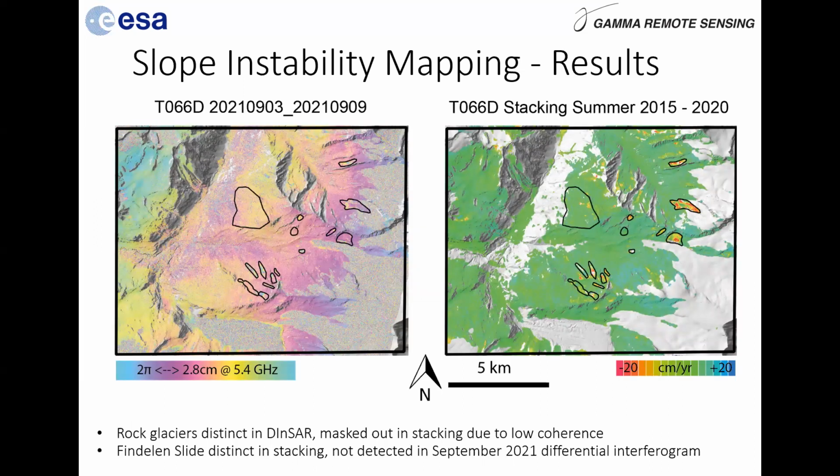A first mapping of features in the Findel Glacier region has been performed, as is shown here. Certain features are clearly visible in differential interferograms and stacking displacement maps, while others cannot be seen in either. The Findel Glacier slide, for example, is visible in stacking, but not in the descending orbit September 2021 differential interferogram shown here. On the other hand, some features in the higher mountainous areas are detected in differential interferograms, but only partly in stacking, where the coherence mask has likely masked them out.